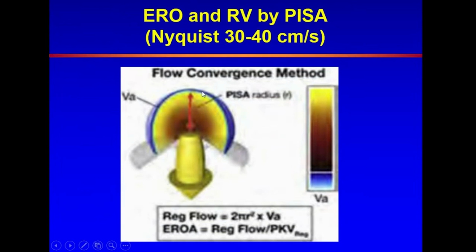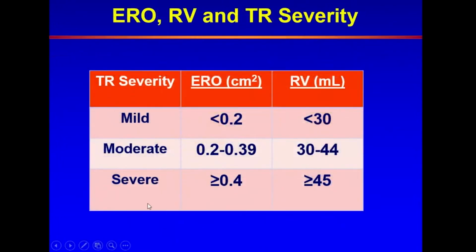You must be familiar by now with the proximal flow convergence and the expressions that we use, and that's the expression that we use. If you do that, you can calculate the effective regurgitant orifice area. Less than 0.2 is mild, 0.4 or above is severe. Corresponding values for regurgitant volume is 30 and 45. Unlike the mitral regurg situation, you can appreciate that 15 cc's, easily within the reproducibility of the measure, can throw you from mild to severe or vice versa.